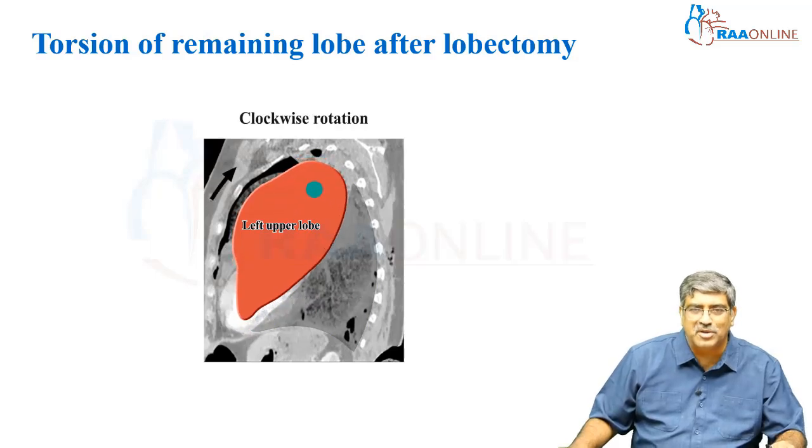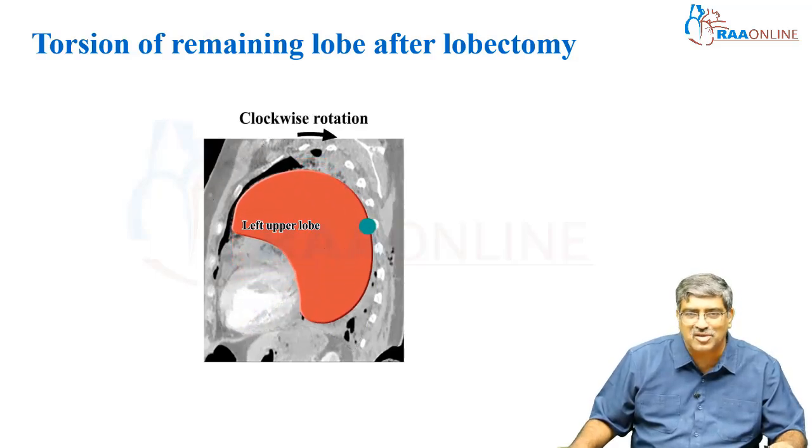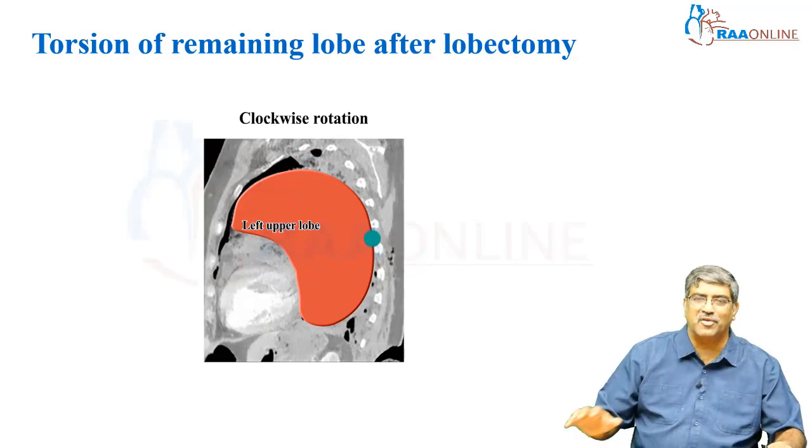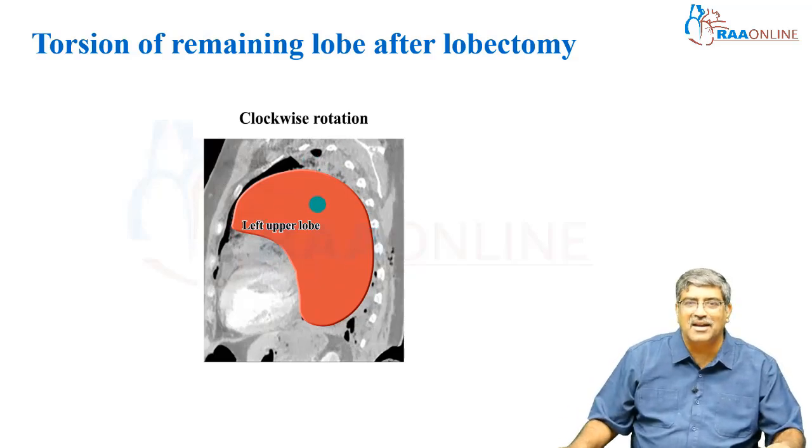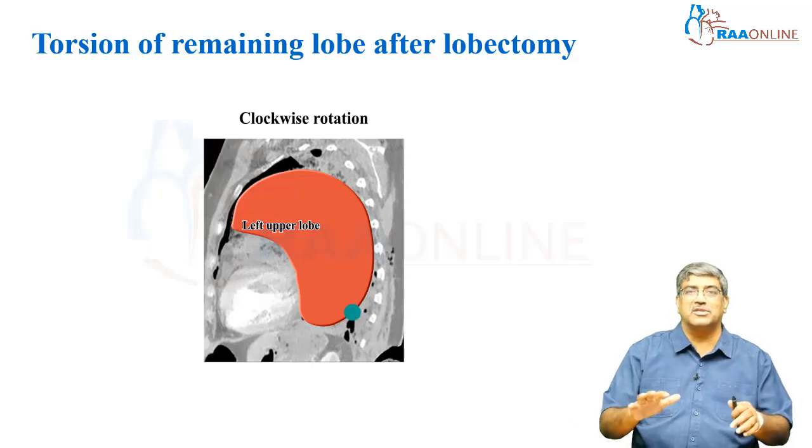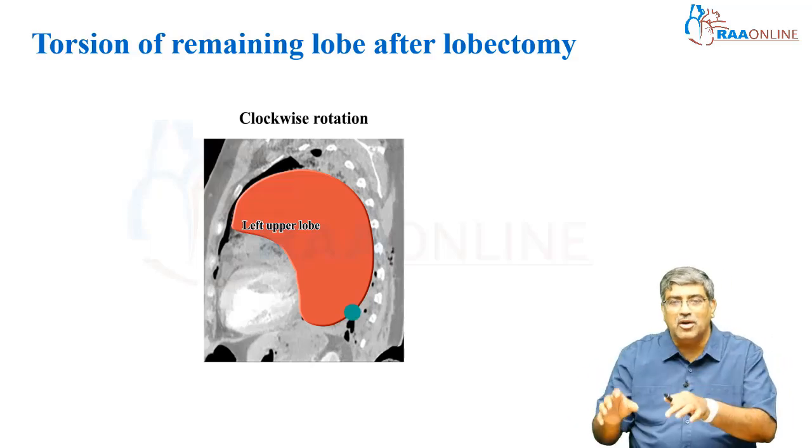Now coming to the left lower lobectomy, the left lower lobe is being removed and here you can see the left upper lobe is remaining. Then it undergoes a torsion. Here you can see a clockwise rotation of around 180 degrees and the left upper lobe is in a different position. What has happened after lobectomy?